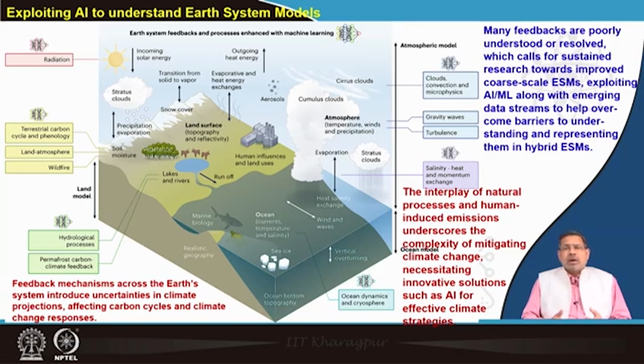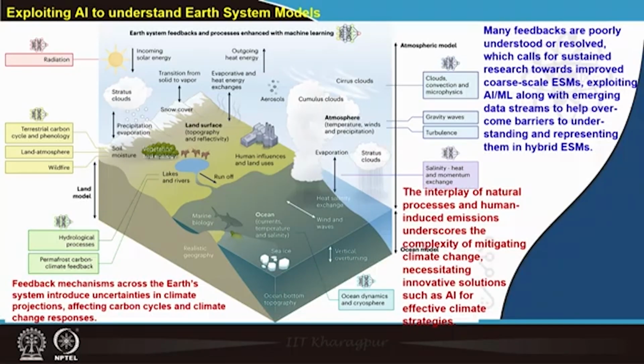So how is it represented? It is represented through data. It is represented through 2-dimensional and 3-dimensional data sets. So that is how it represents various sectors and domains: hydrological processes, the permafrost carbon climate feedback, the terrestrial ecology in terms of the carbon cycle and the phenology, the land atmosphere, the wildfire, and also the radiation from the sun.